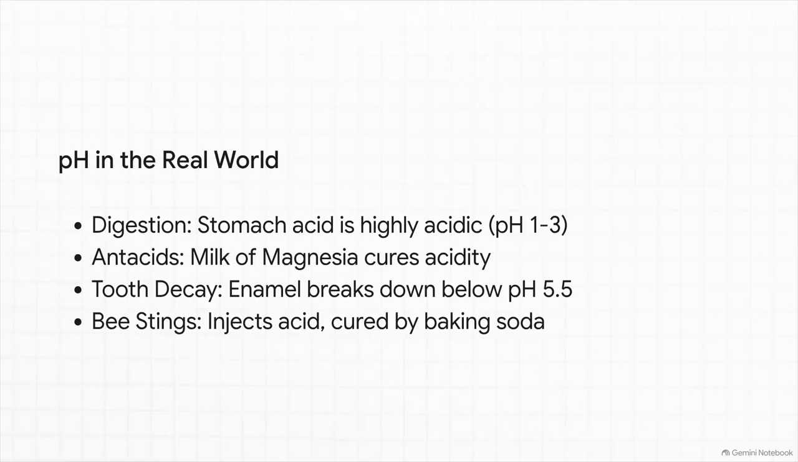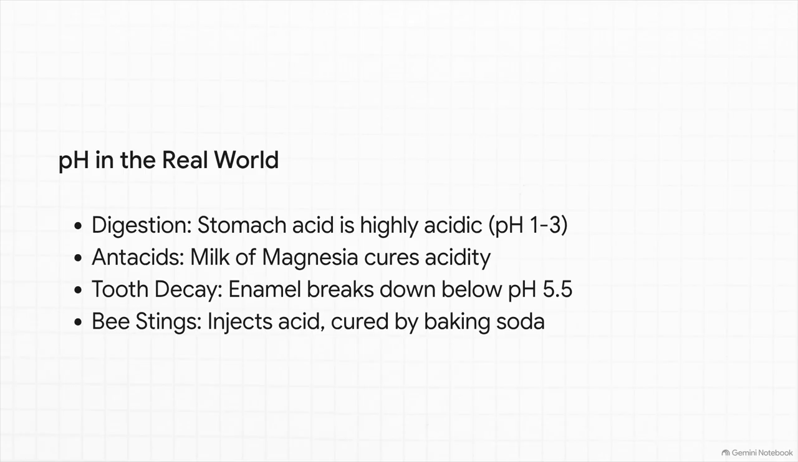So the really crucial point here is how these numbers relate back to the problems you face every single day. Take digestion, for example. Your stomach naturally produces gastric juice that is highly acidic with a pH of 1 to 3, just to break down your food. When you overeat and get an upset acidic stomach, what do you do? You take an antacid, like milk of magnesia. This is a base that literally neutralizes the acid.